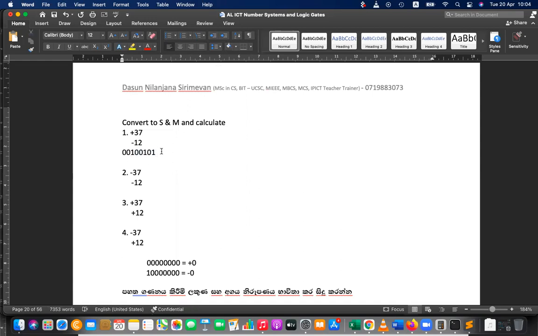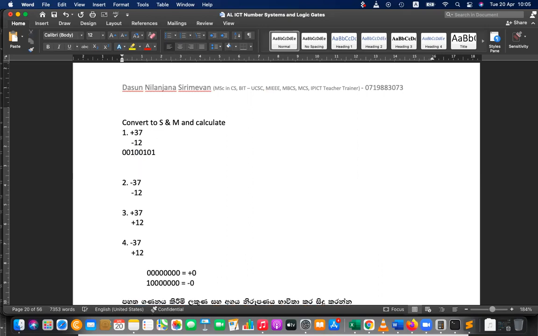Yeah, right. This is 1, 1 plus 4 is 5, 5 plus no 8, no 16, 32. 32 plus 5 is 37, right? Okay, then negative 12. Negative 12 is minus, and you have 1100 for 12. It is negative 12. So how do you calculate?